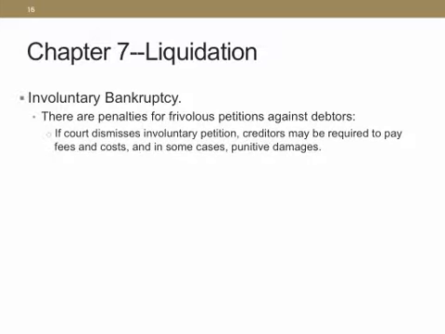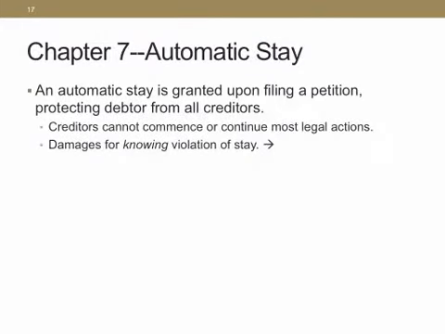There are penalties for frivolous petitions against debtors. If a court dismisses an involuntary petition, a creditor may be required to pay fees and costs, in some cases even punitive damages. The vehicle for staying off the creditors is called an automatic stay.